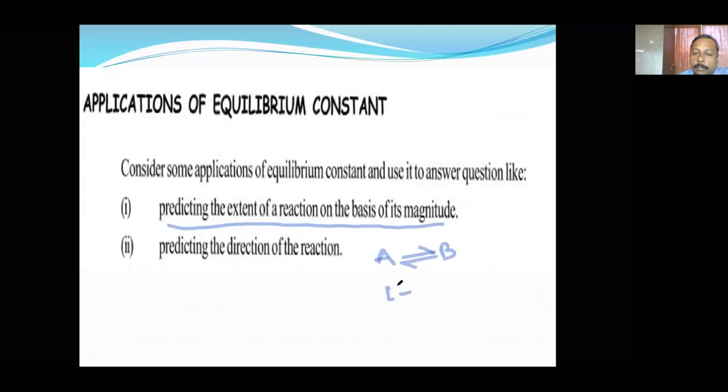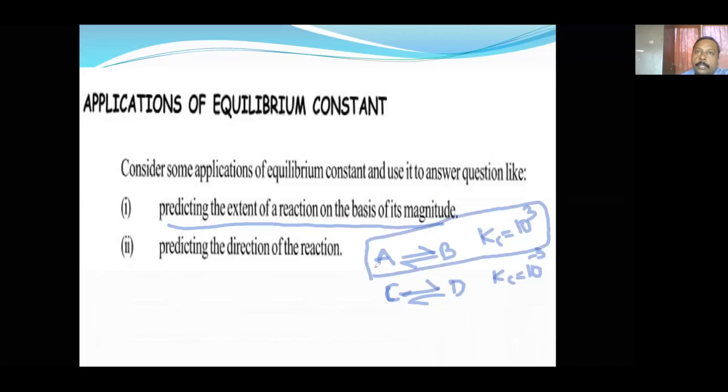And C reversible D. Okay. So here the Kc is equal to 10 to the power of 3. Here Kc is equal to 10 to the power of minus 3. So that means this reaction almost goes to completion. So this is what I told you, extent of reaction. Okay. So magnitude, A plus B reaction is almost completed.